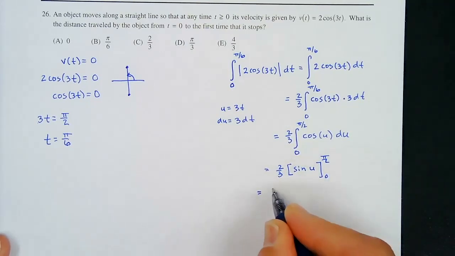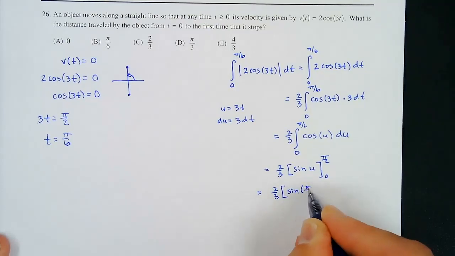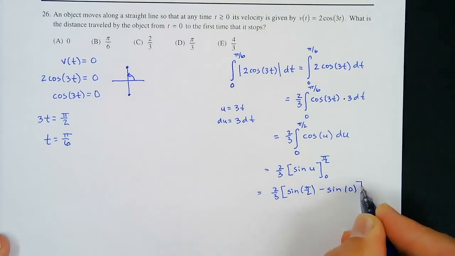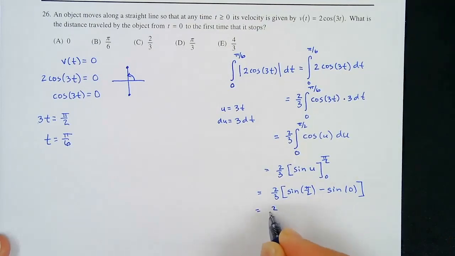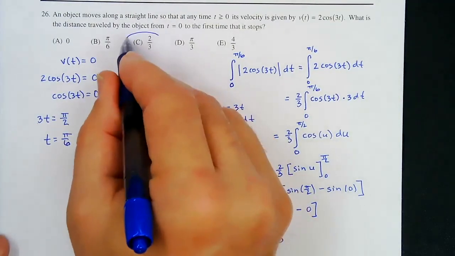So that's going to be 2/3 times sine of pi over 2 minus sine of 0. And so this is 2/3. Sine of pi over 2 is 1, minus sine of 0 is 0. So this turns out to be just 2/3 times 1, or 2/3. And so the correct answer is C.